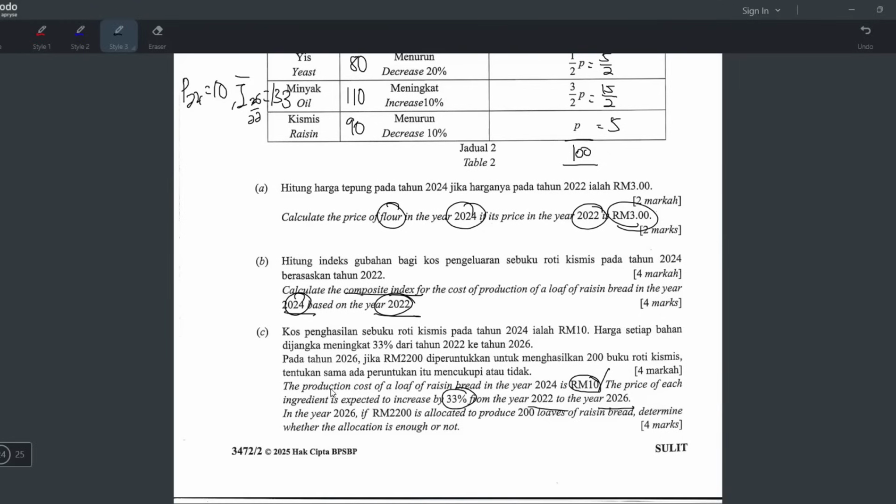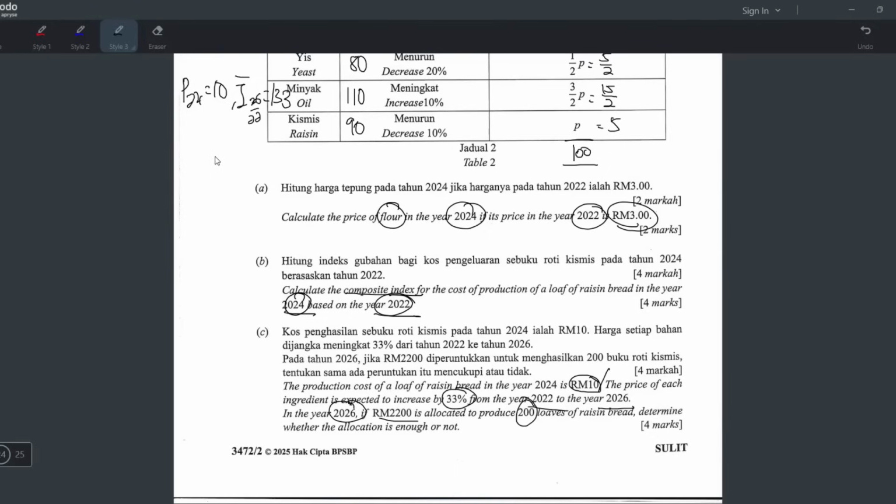Okay, now it says in the year 2026, if 2,200 is allocated to produce 200 loaves of raisin bread, determine whether the allocation is enough or not. Okay, I feel like I have to find out the total price myself first. After I find the total price, I times 200, and then I check whether my answer is bigger than 2,200 or smaller than 2,200. Yeah, so that's the plan now.